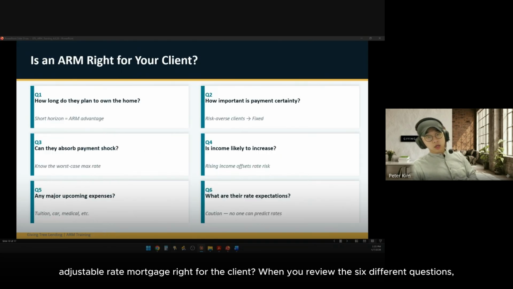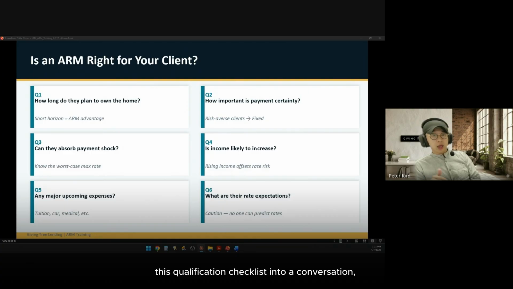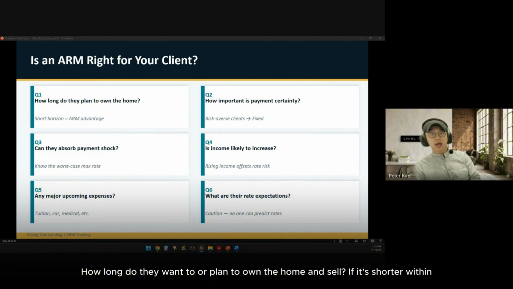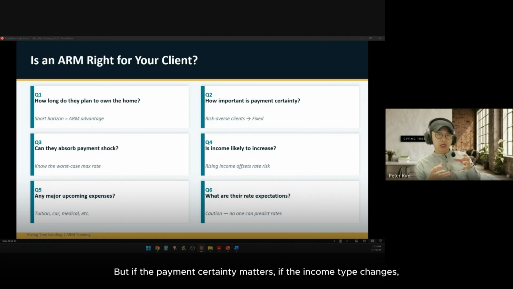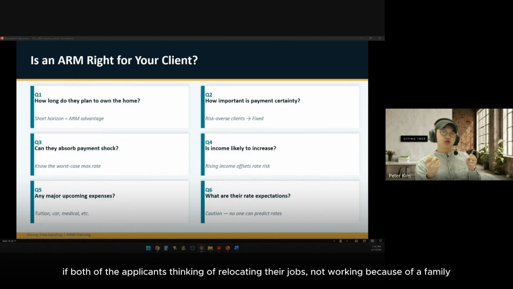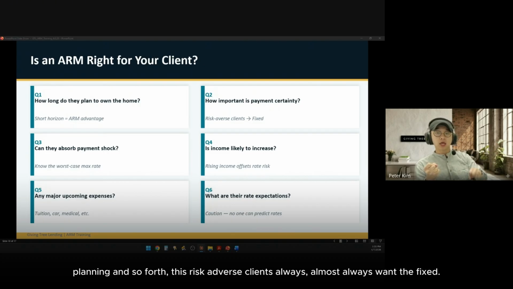So is the adjustable rate mortgage right for the client? When you turn these 6 questions, this qualification checklist, into a conversation, then you can lead into a better outcome. How long do they plan to own the home before they sell? If it's shorter, within 3 to 5 years, ARM is a strong play. But if payment certainty matters, if the income type changes, if both applicants are thinking of relocating their jobs, or not working because of family planning and so forth, this risk-averse client almost always wants the fixed.